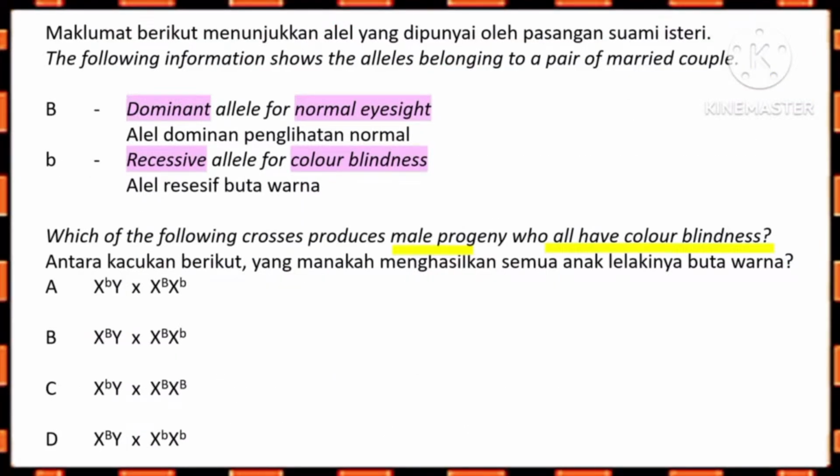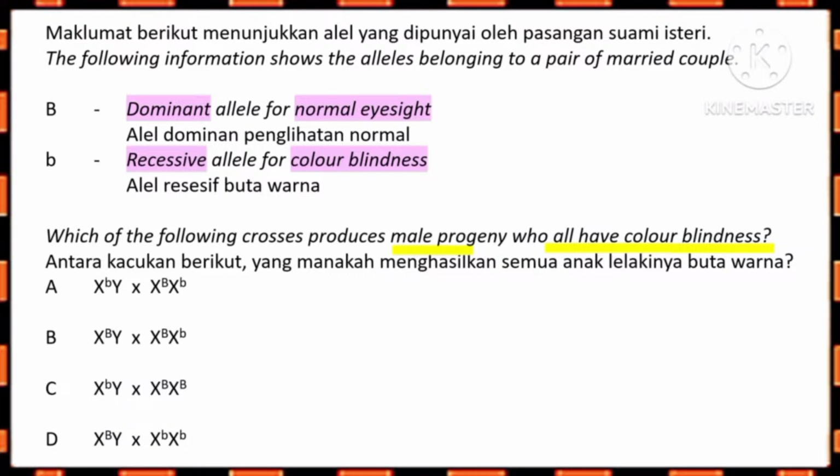Okay, next, let's try to solve this one. The following information shows the alleles belonging to a married couple. Capital B is the dominant allele for normal eyesight, and small b is the recessive allele for color blindness. Which of the following crosses produces male progeny who all have color blindness?